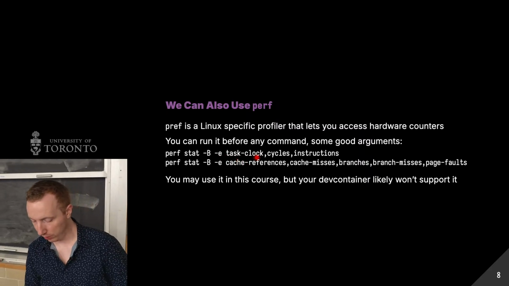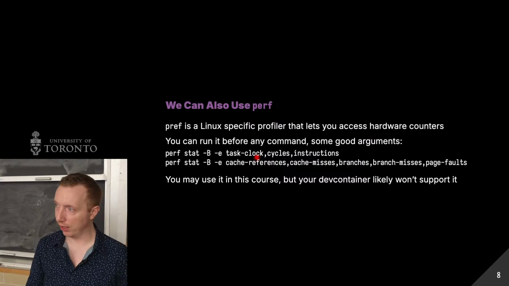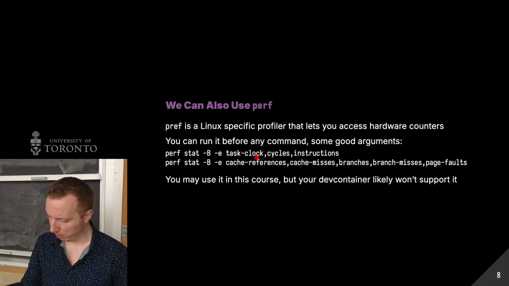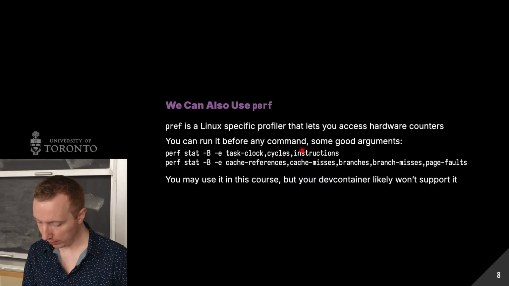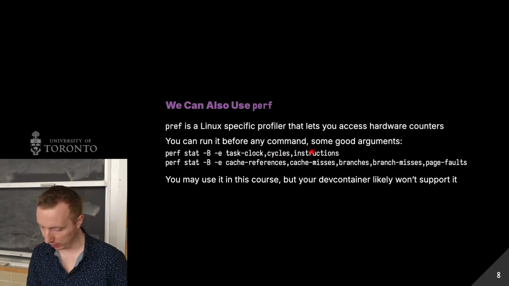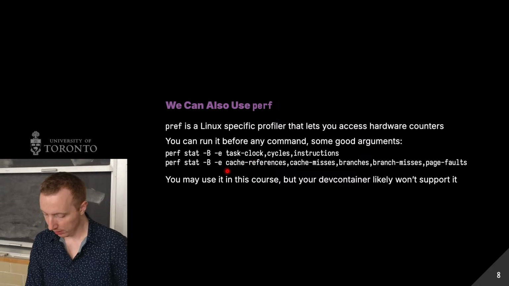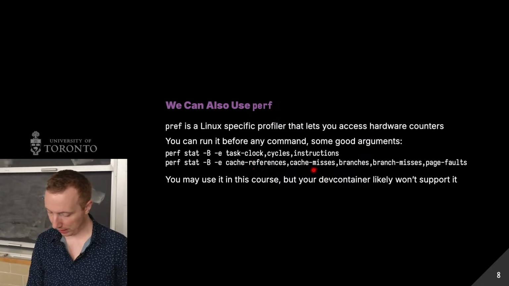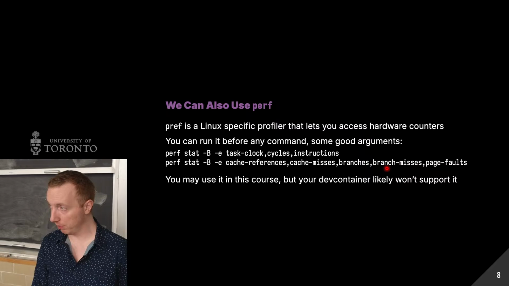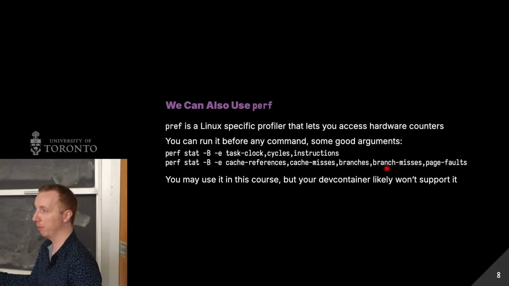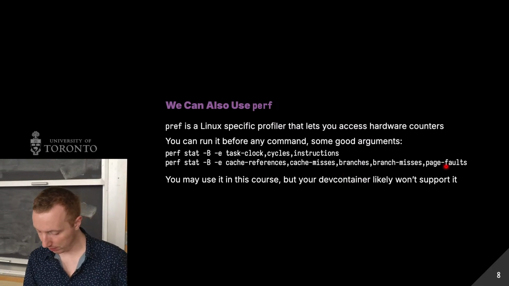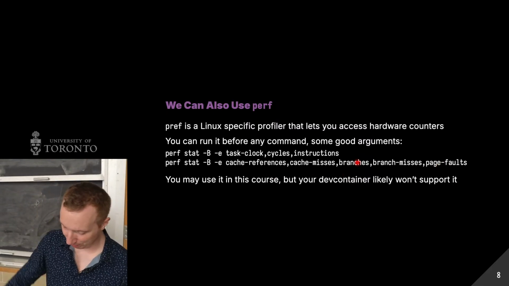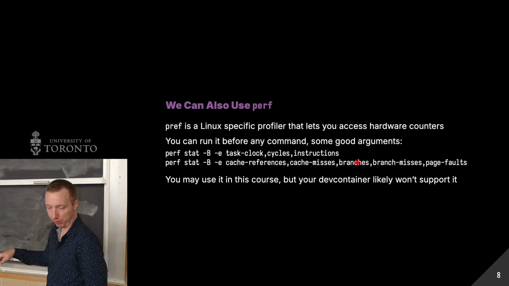It'll show you task clock, which is how much of the processor it's been using for this process. Number of cycles and instructions, which we revisited last lecture. Most importantly, cache references, cache misses, branches, and branch misses. That's part of the branch misprediction we saw before. And then page faults, so that's if it has to go to memory. It may or may not be supported by your system.